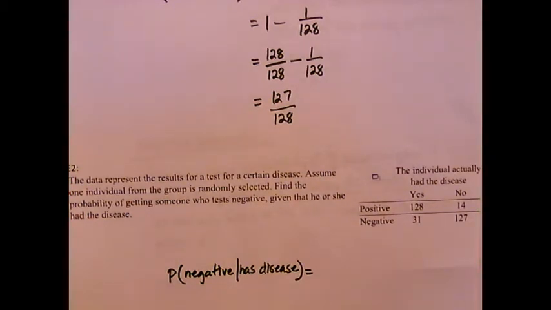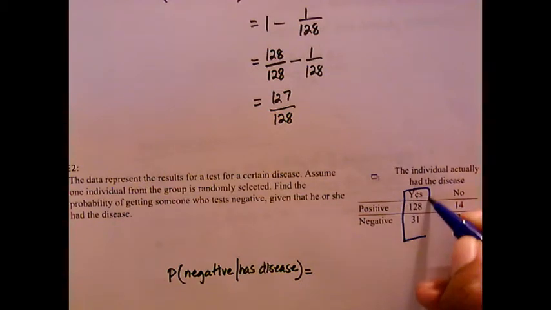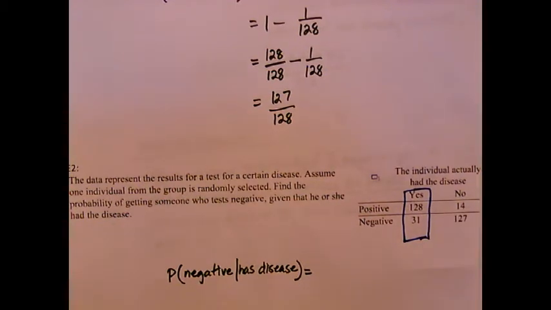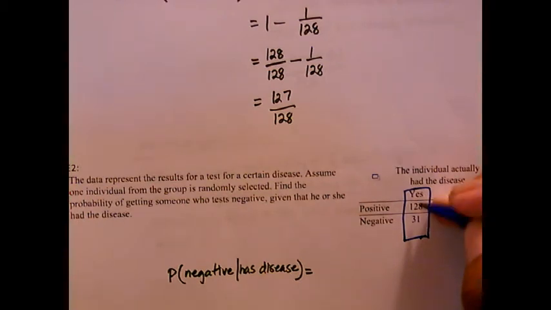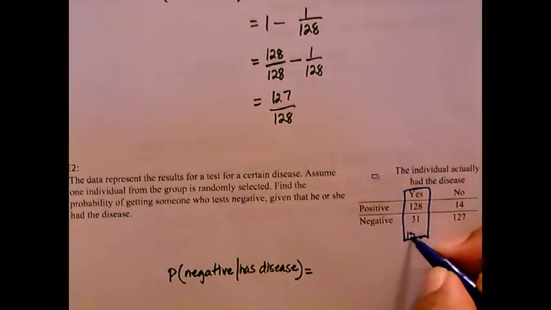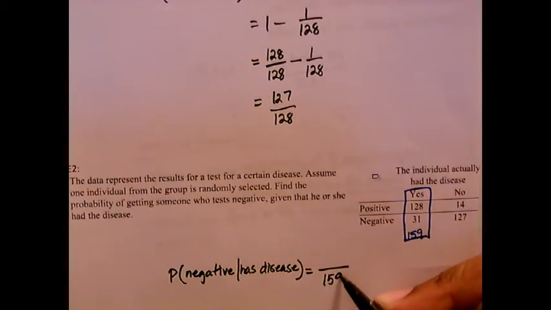Okay? Now, here's where we use that intuitive approach. What I'm going to box in is the fact that this person has the disease. So here the individual has the disease, which is your yes column. So I'm only including this. And I'm only going to focus on the total number of items that are in the yes column. So 128 and 31 would give me 159. Okay? So 159 individuals have the disease. So in this case, my denominator is just 159.